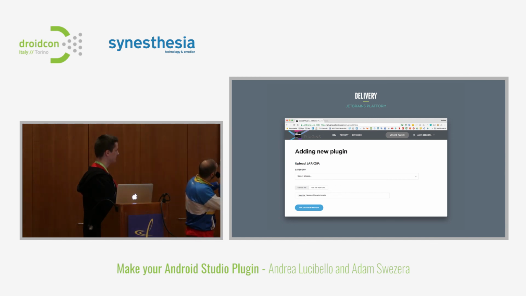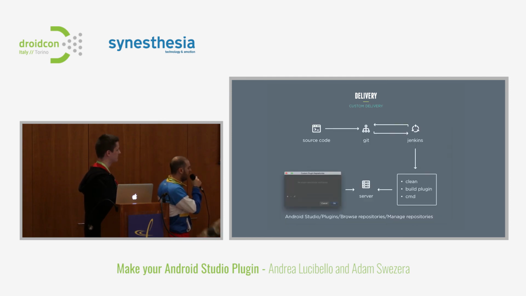Anyway, in our team, we have created a different type of delivery. It is an automatism that does the delivery for us. It starts from the source code. This is the source code of our plugin that is pushed on a Git repo, and then a Jenkins job will take the source code, and with these two tasks, clean and build plugin, it will build the zip file that will be uploaded on a custom server.